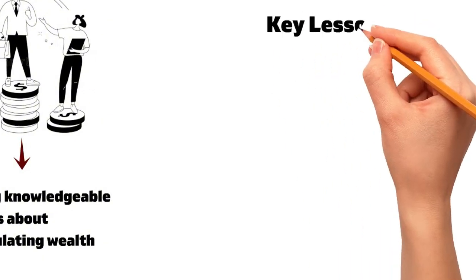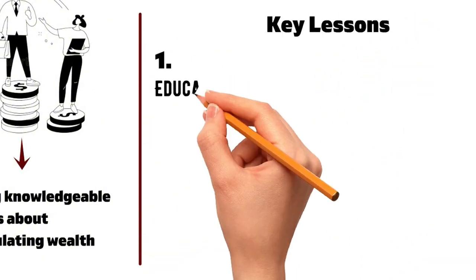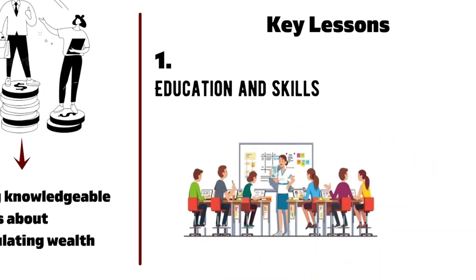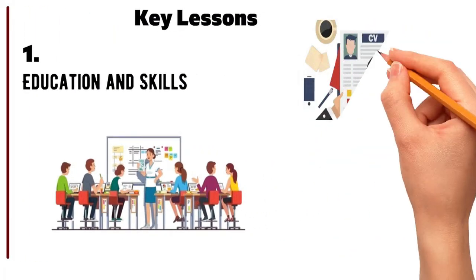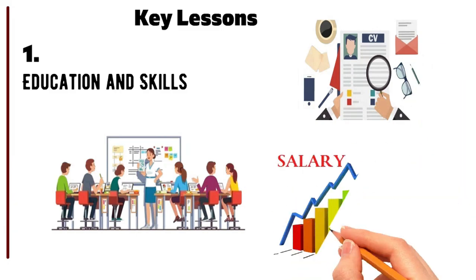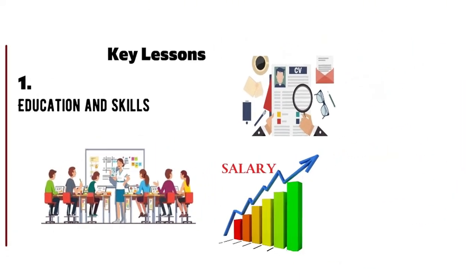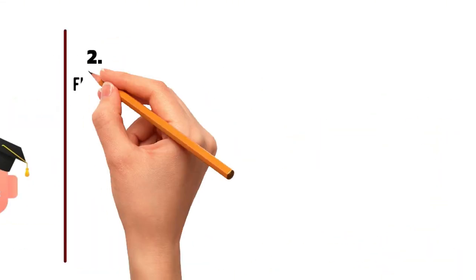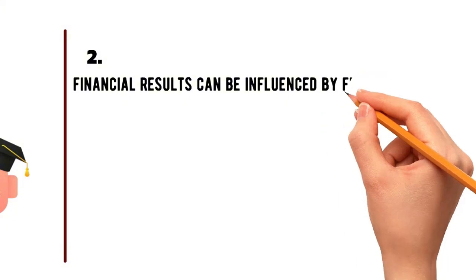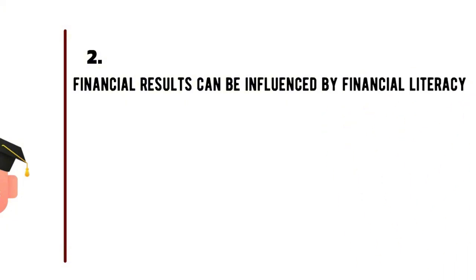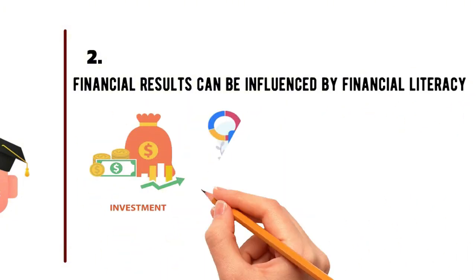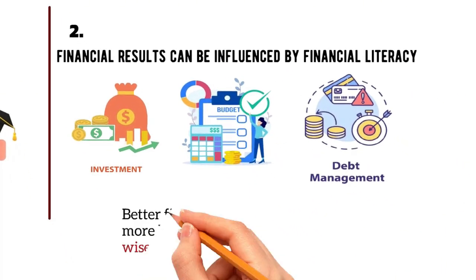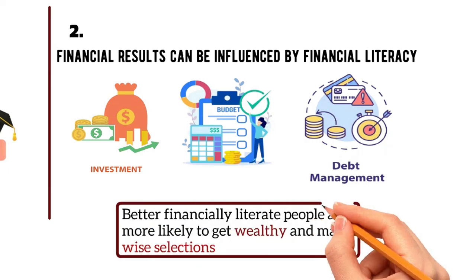What can we learn from this chapter? First, education and skills. More education and specialized training frequently translate into improved employment prospects and increased pay. Long-term financial success can be strongly impacted by educational investments. Second, financial results can be influenced by financial literacy, which includes knowledge of how money is managed through investing, budgeting, and debt management. Better financially literate people are more likely to get wealthy and make wise selections.